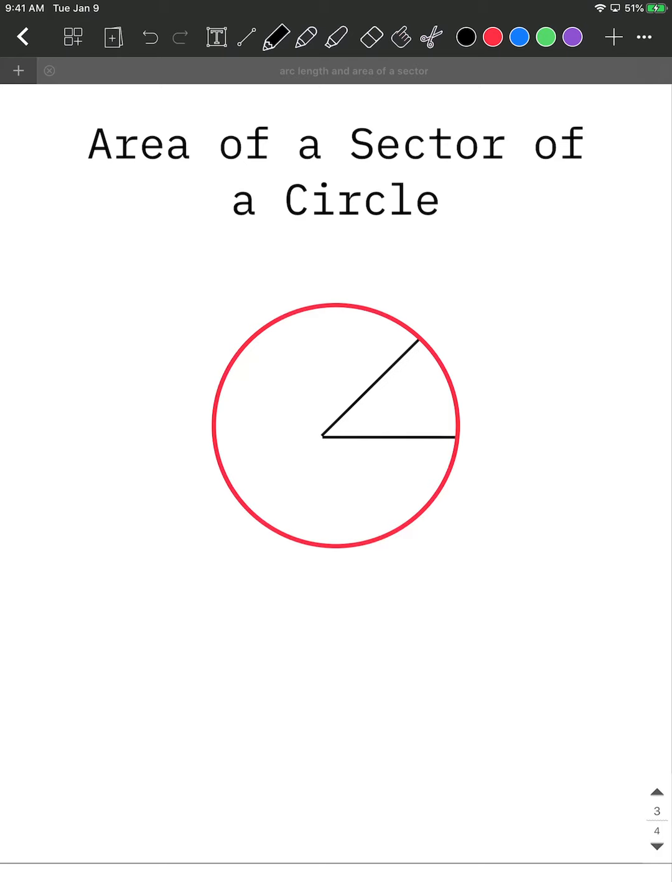Hey, in this video, we're going to be talking about the area of a sector of a circle. Just to give you a quick idea of what it would be, think of yourself as eating a piece of pie or a piece of pizza. We're trying to see what exactly this amount of slice would be. How much do we actually get from our piece of pizza?